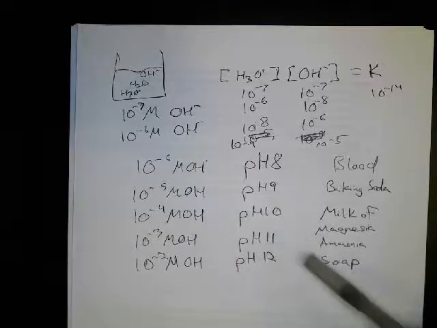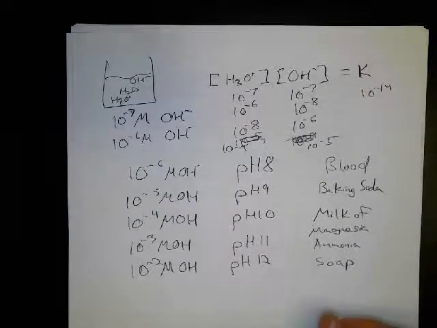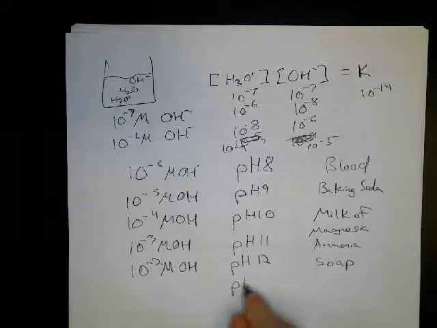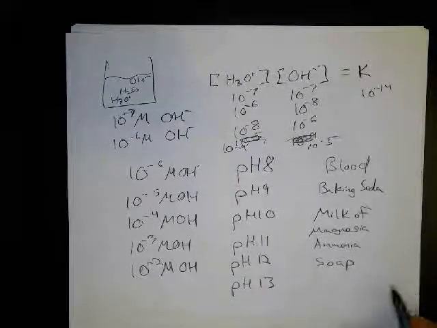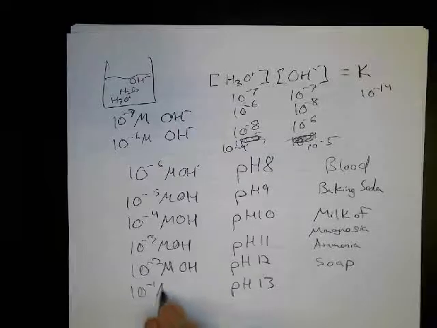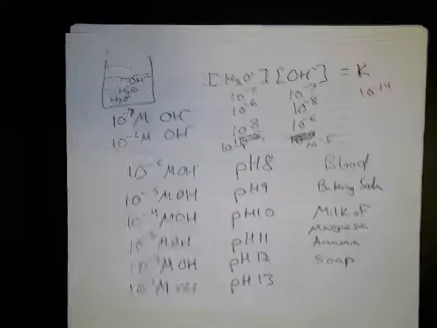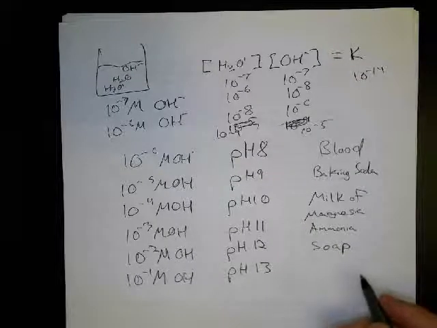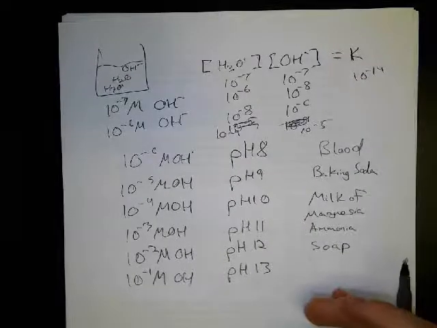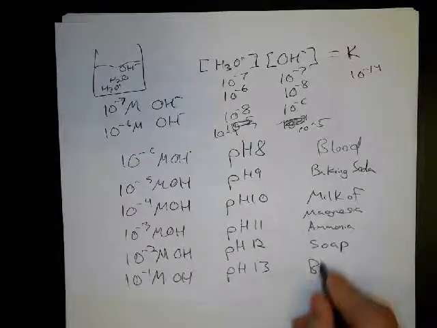When you get up to pH 13, now we're getting to the danger zone. This is like 10 to the minus 1 molar. Remember, 10 to the minus 1 molar hydronium was similar to stomach acid. Well, 10 to the minus 1 molar hydroxide will be about as dangerous as stomach acid, but in the other direction, and this is like bleach. Bleach has a concentration close to about 10 to the minus 1 molar.